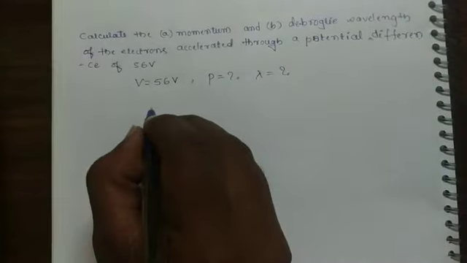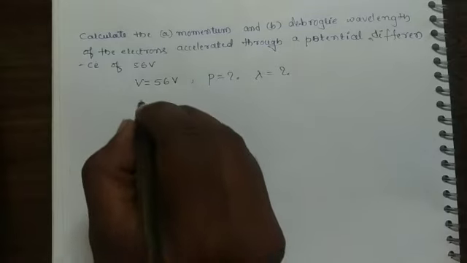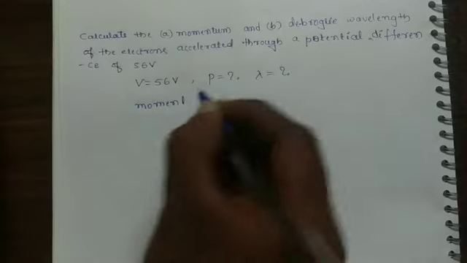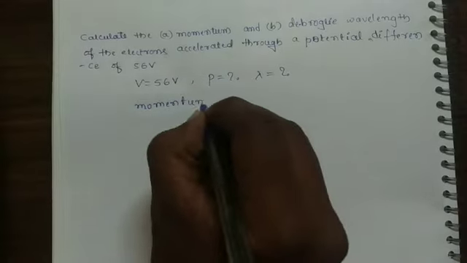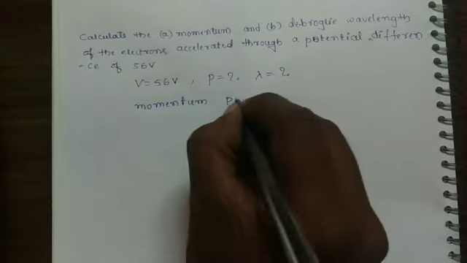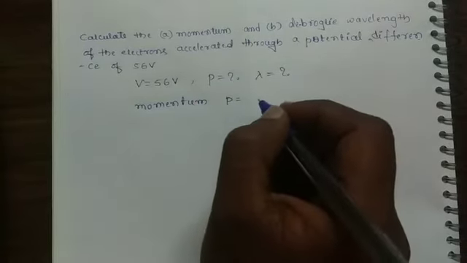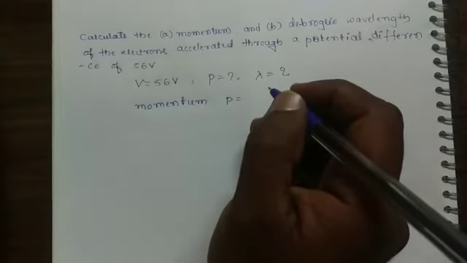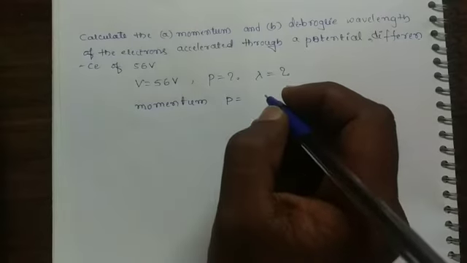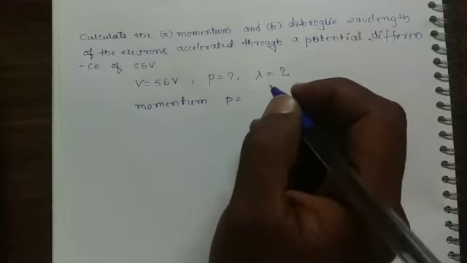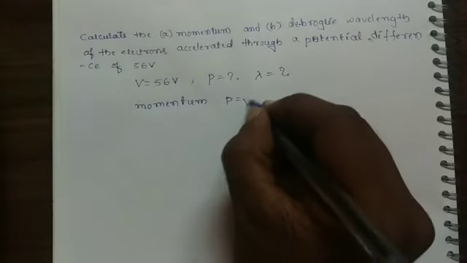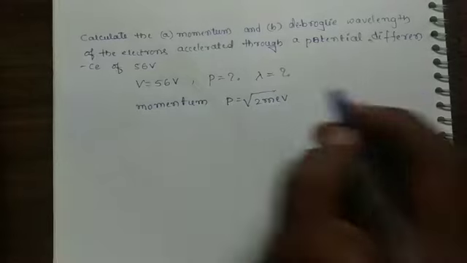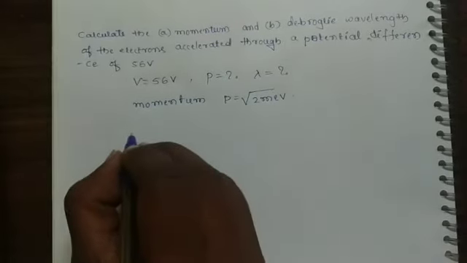So the first one is momentum. Momentum P is equal to mv. If you consider a photon, P is equal to mc, but here we consider the relation between momentum and kinetic energy. In this relation, P is equal to the root of 2meV.